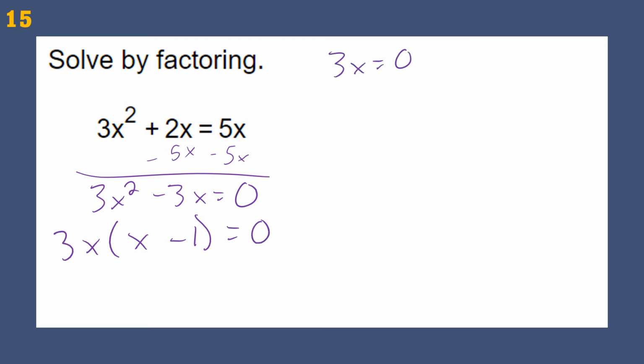3x equals 0. Well, that would give me x equals 0. And then I have x minus 1 equals 0, and so if I add 1 to both sides, I get x equals 1. So those are my two solutions.